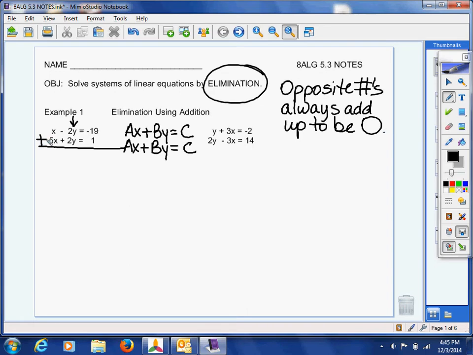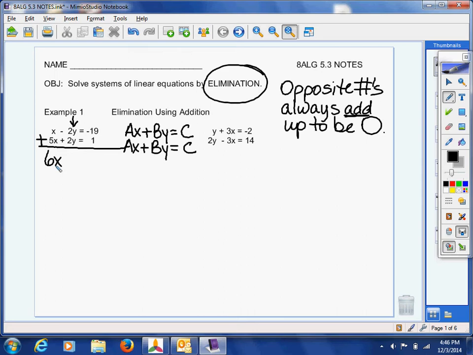Now, why am I choosing addition versus subtraction? Well, remember what I just said. Opposite numbers always add up to be 0. So if you see opposite numbers in front of one of your variables, then you need to add those two equations together. Let me show you what happens when we add. Let's start with the x's. 1x plus 5x is 6x. So I'm adding those like terms. They're both x terms. I can add them together. Just add the coefficients together.